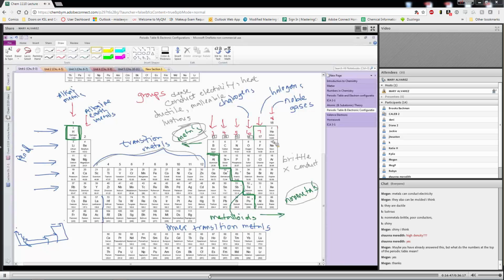All right, so non-metals then, we were talking about, they're brittle, they do not conduct electricity or heat. They're not really shiny. They're basically not metals. Their properties are the opposite of that of metals. And then metalloids, can you guess what kind of properties they have?